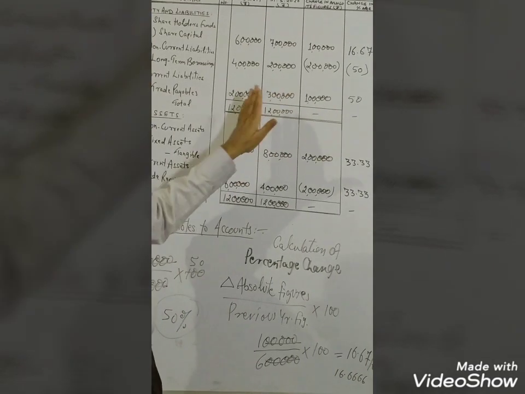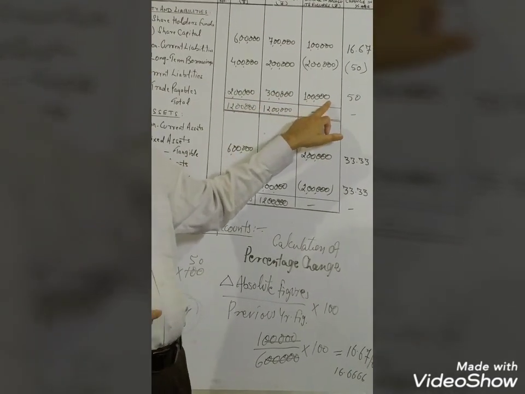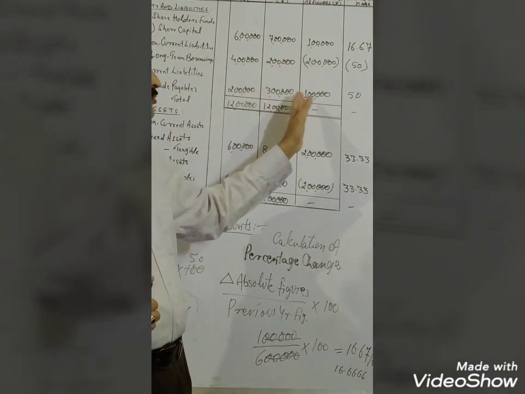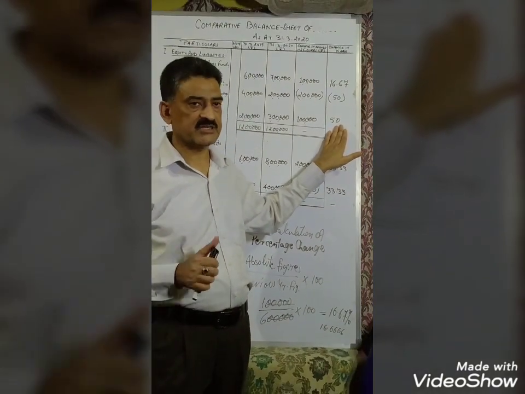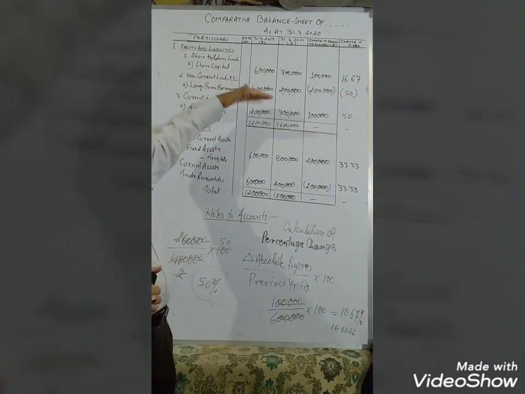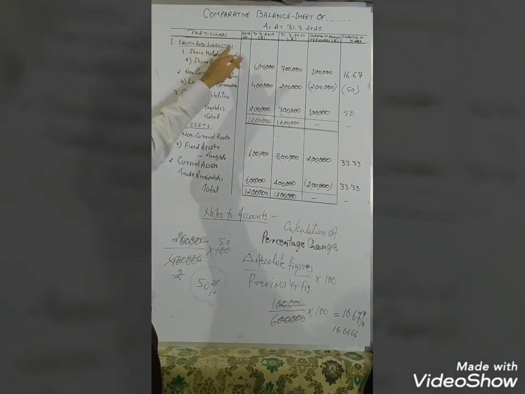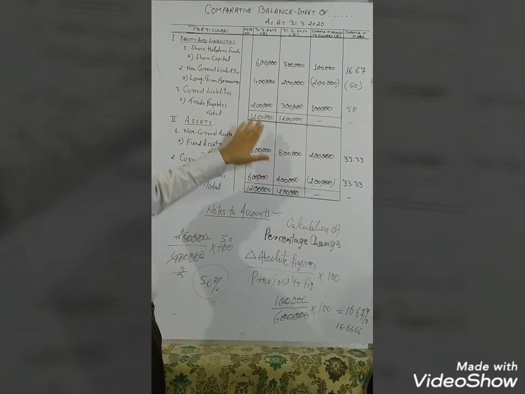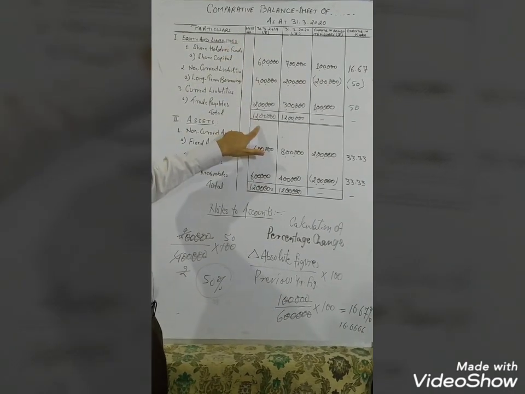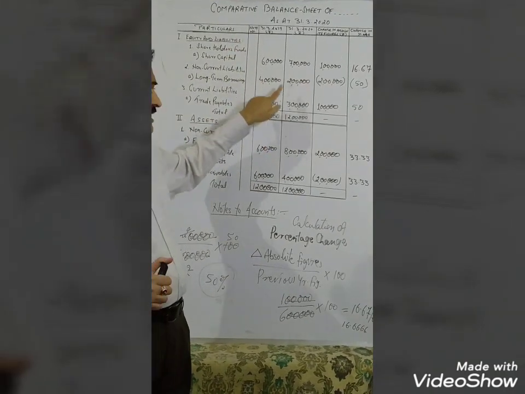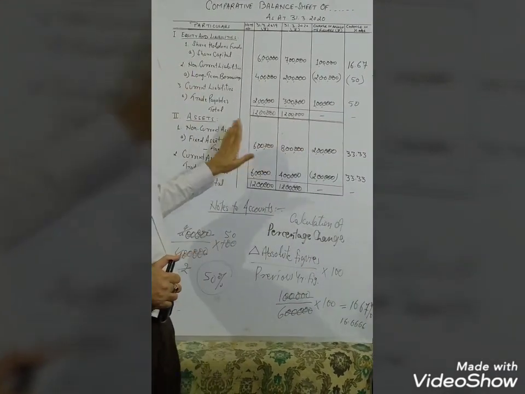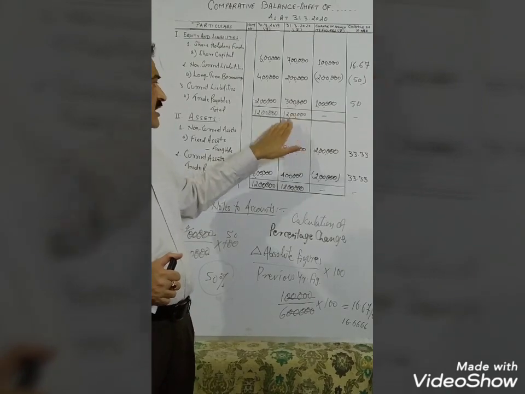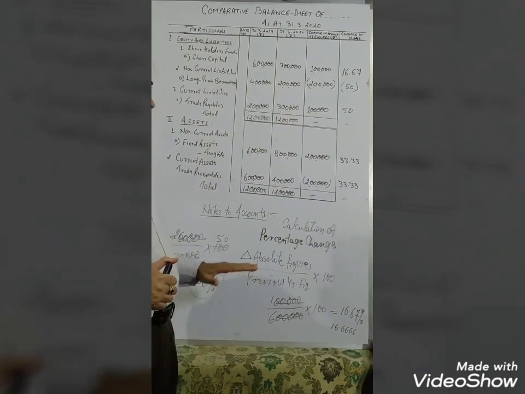So we have to make a comparison. This is an increase of rupees 1 lakh. So after going through the calculation, the percentage change works out to 50%. Then we have to make the total of the equity and liability section of the balance sheet. This is rupees 12 lakh for 2019 and the same 12 lakh for 2020. And we have to close the equity and liability section of the balance sheet.